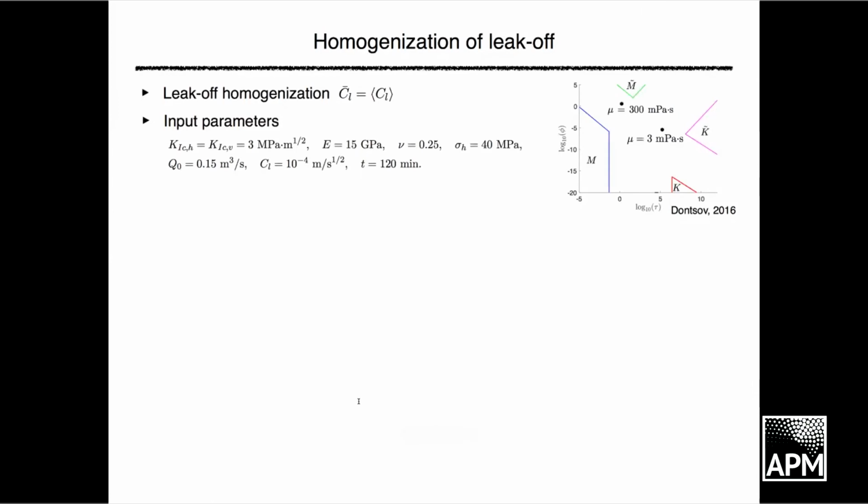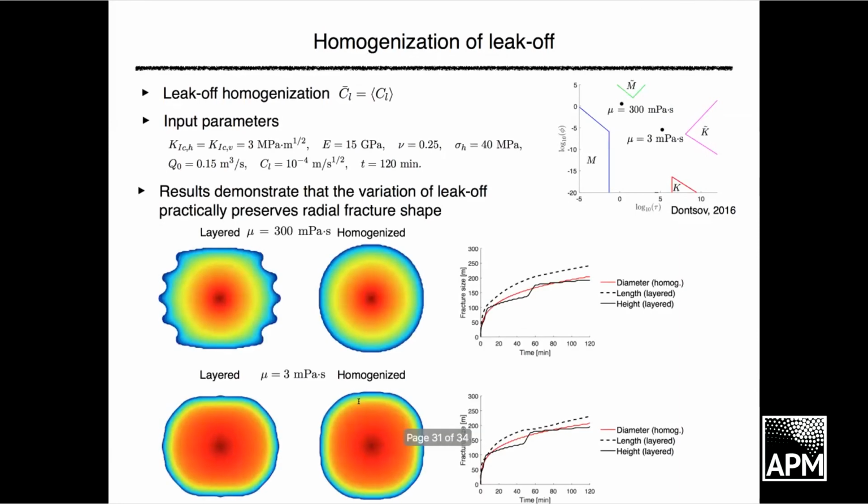Leakoff is one of the input parameters, and we also need to homogenize it. In a nutshell, there is nothing interesting about Leakoff. We run cases for layered Leakoff and homogenized Leakoff, and the fracture is pretty much radial. There is no extra height containment due to variation of Leakoff. There is some non-uniform growth, but it roughly follows the average profile. So we don't do anything with Leakoff.